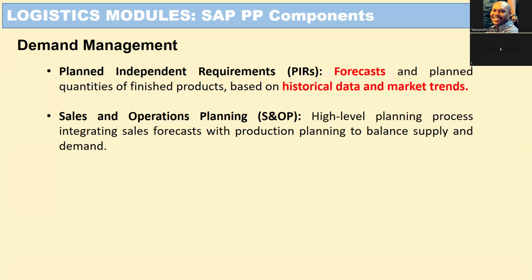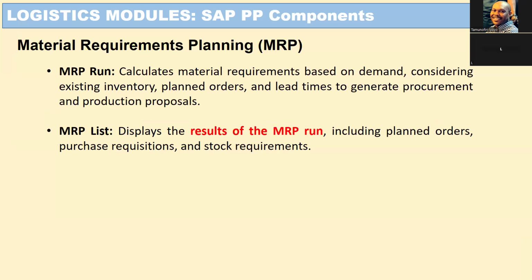Next, we're going to see demand management. We have several components of that, which is planned independent requirements, forecast and planned quantities of finished products based on historical data and market trends. Then we have sales and operations planning, which is a high-level planning process integrating sales forecast with production planning to balance supply and demand.